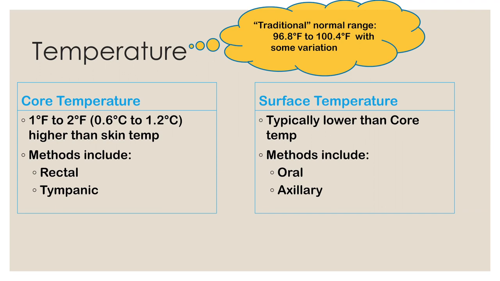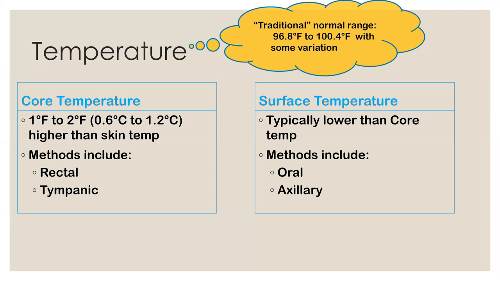But research shows that that's probably too high. An adult's internal temperature is called the core temperature. So just know that there's a core temperature and there's a surface temperature. So an internal temperature is the core temperature. It's typically 1 to 2 degrees higher than the skin temperature.